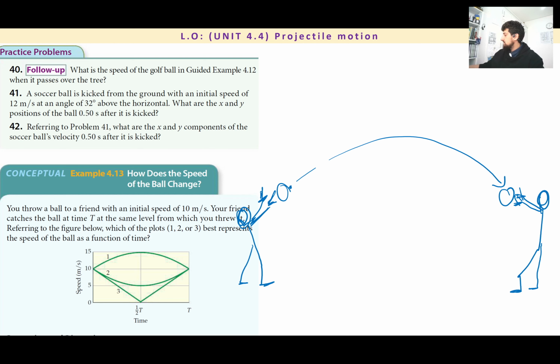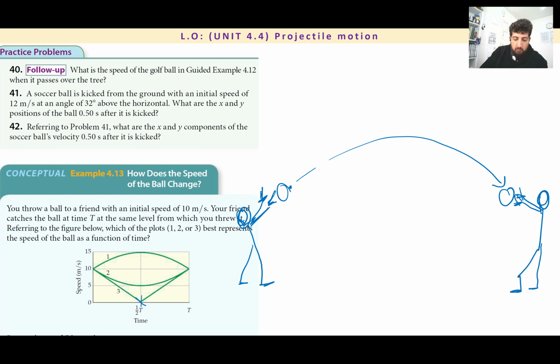Why does it go to 0? At the highest point, the vertical speed is 0. Not the speed, the vertical component of the speed is 0. So let's have a look. That's wrong, because the speed is not 0. At the halfway point, the speed of the ball is not 0. It's the vertical component of the speed that is 0. That's wrong, so plot 3 is already wrong.